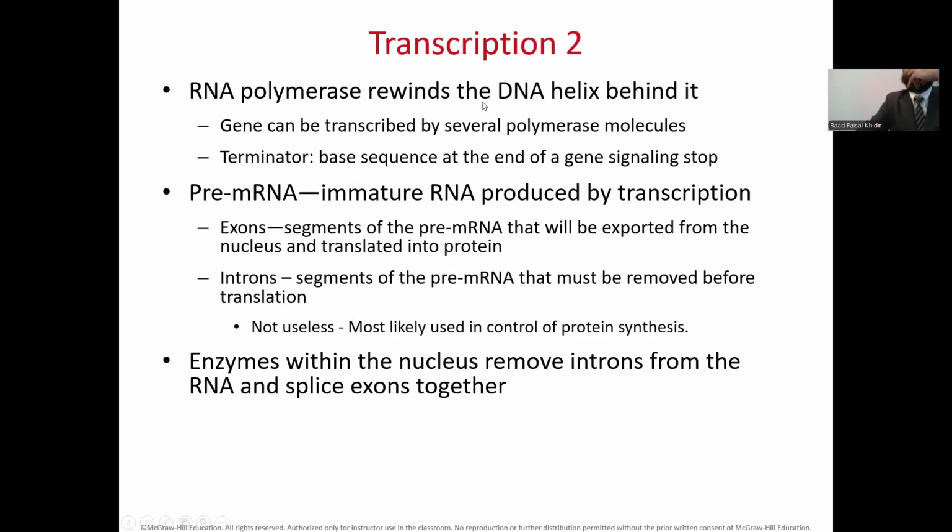The RNA polymerase is going to rewind the DNA helix behind it, and the gene can be transcribed by several polymerase molecules. And the terminator is going to be a base sequence at the end of a gene that's going to signal a stop. Pre-mRNA is immature RNA produced by transcription.